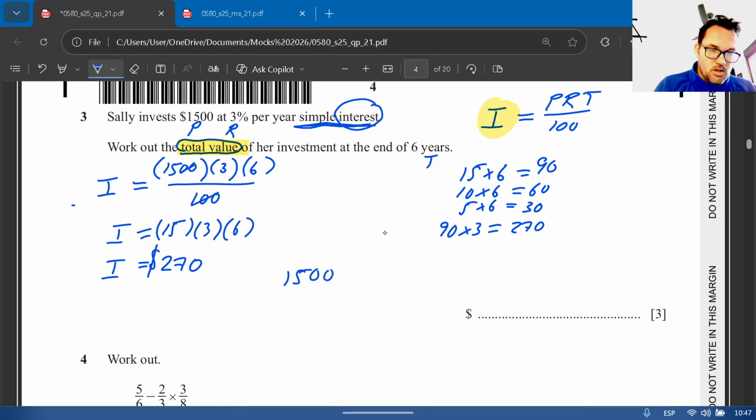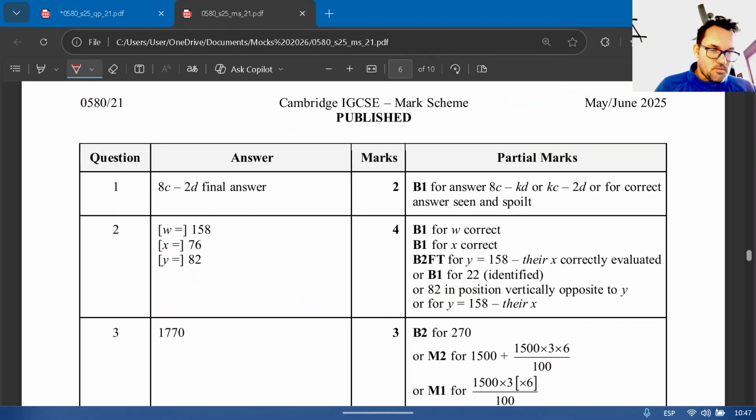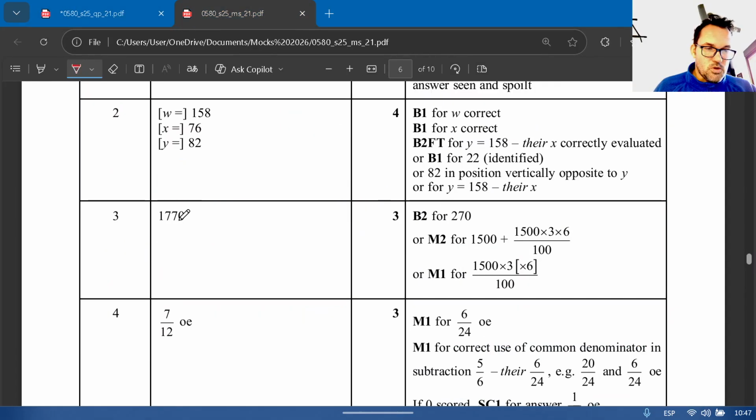The total amount will be the money she put in plus the interest she has. The principal plus the interest gives you the total amount. So that will be $1,770. Okay, that's correct. Let's look at the marks.